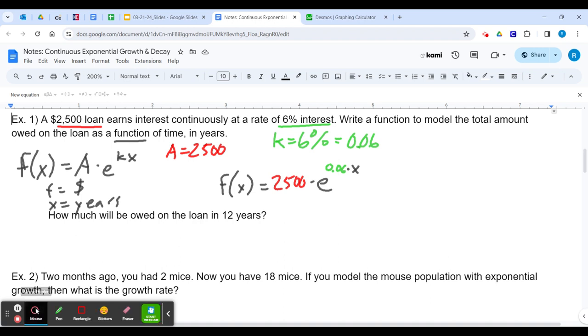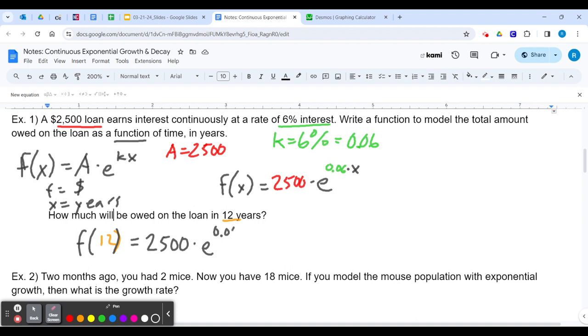So if we want to look at this after 12 years to figure out how much will be owed, that amount's growing over time. So we're just going to plug in 12. My f of 12 here is going to be equal to that 2,500 times e to the 0.06 times 12.